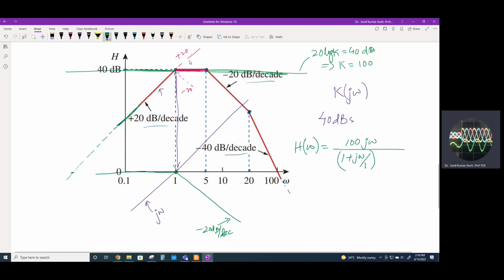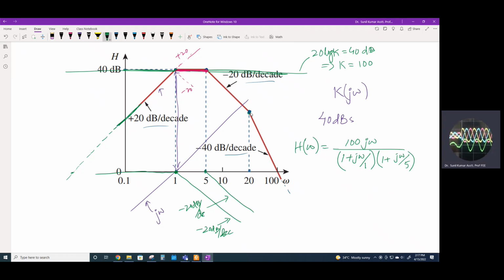Now next we see that the line is straight horizontal up to omega equals 5. After that, we have another negative inclination of 20 dB per decade. That means there should be another pole at omega equals 5 with a slope of minus 20 dB per decade. I will write this pole in the denominator as well. That is 1 plus j omega over 5.